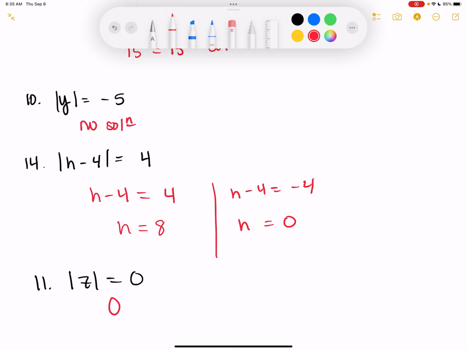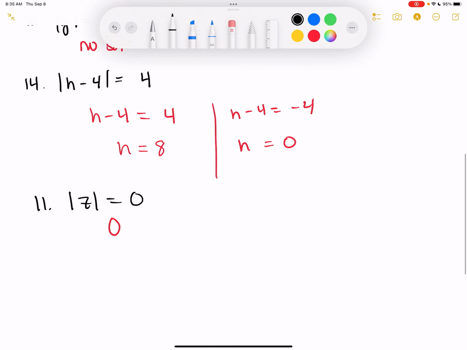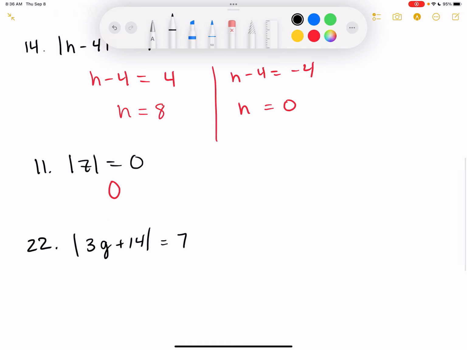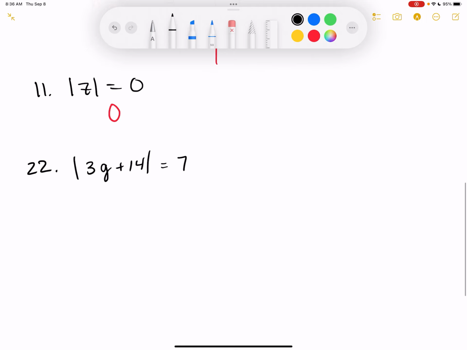All right. These ones still say to solve the equations. They just don't say in the instructions to graph them, but we're not graphing anyways, so it doesn't matter. All right, so 22, the absolute value of 3g plus 14 equals 7. Again, because I have absolute value, I'm going to set up 2 separate equations and solve for both. So I'm going to have 3g plus 14 equals 7, or 3g plus 14 equals negative 7.